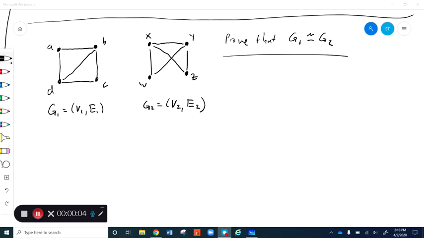Okay, so going back to the example that we started with for graph isomorphism, we've got those exact same graphs G1 and G2. We've already basically identified that these are isomorphic to each other. But let's prove it. Now, the definition of isomorphism says that there exists a bijection between the vertex sets that preserves adjacency. So to prove that these are isomorphic, we need to identify what that bijection is.